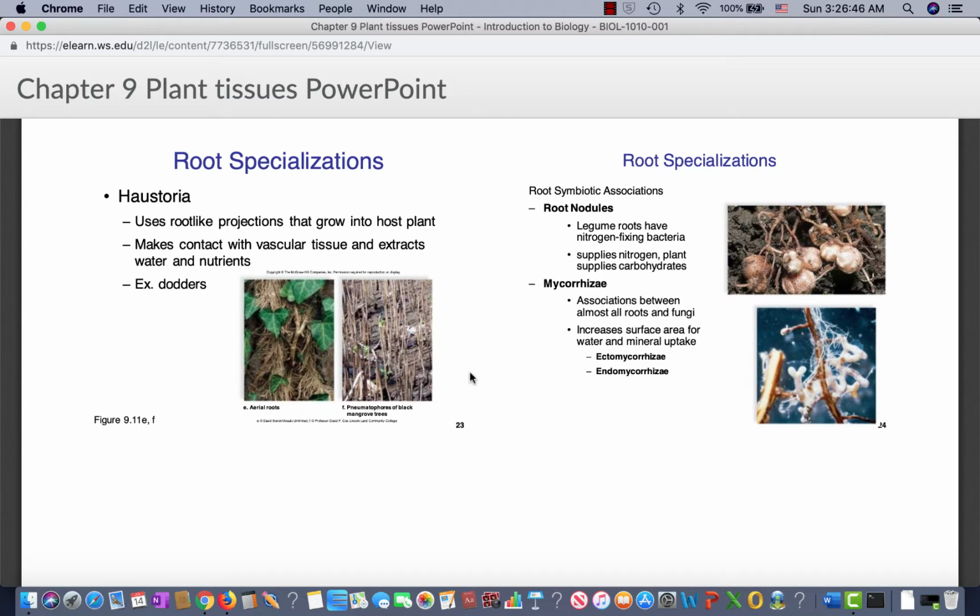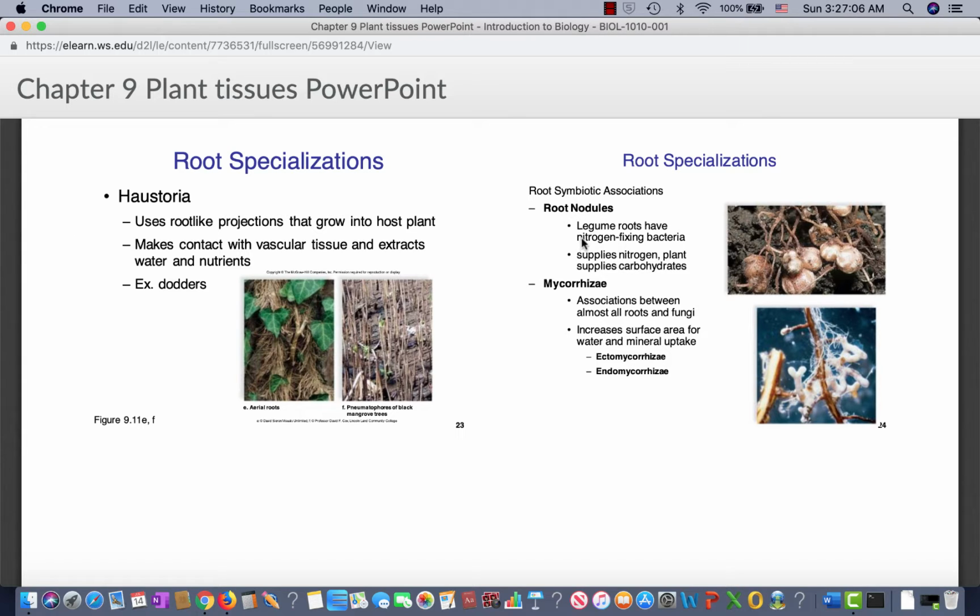Root specializations. So you have haustoria, however you pronounce it. They use root-like projections that grow into the host plant. Again, these are parasitic. They make contact with the vascular tissue and extract water and nutrients.